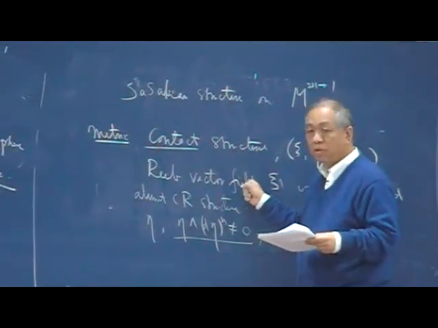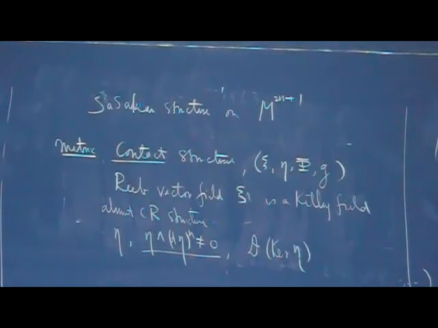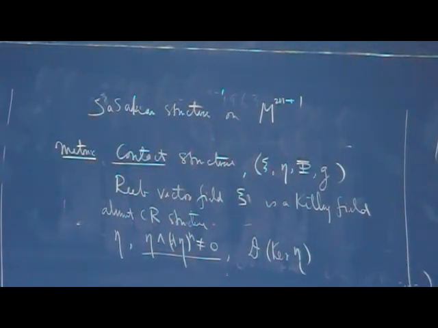Theta is the Reeb field dual to eta. So theta, eta, and I want phi acting on theta to be equal to 0. And we can extend the metric as G_D plus eta tensor eta.